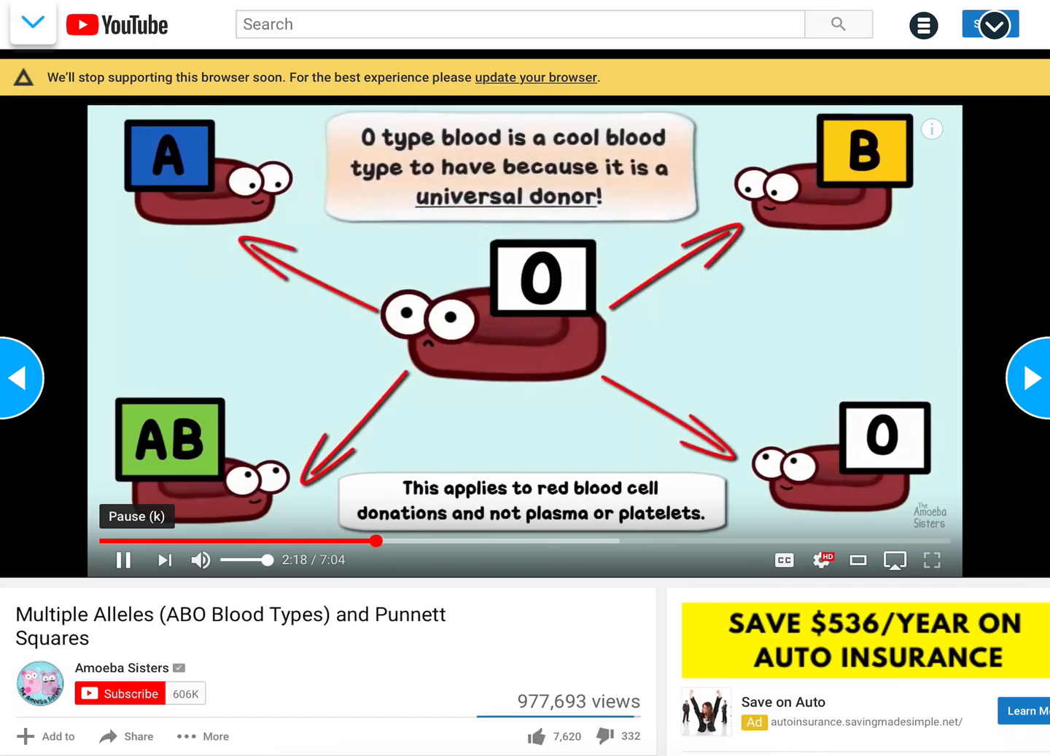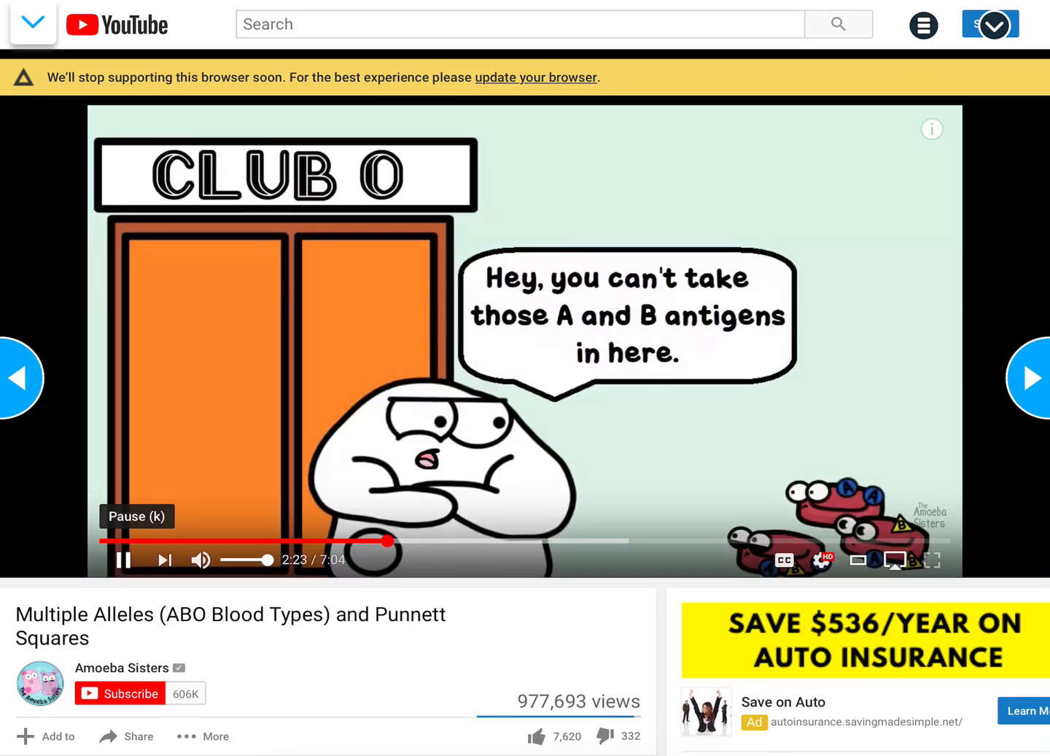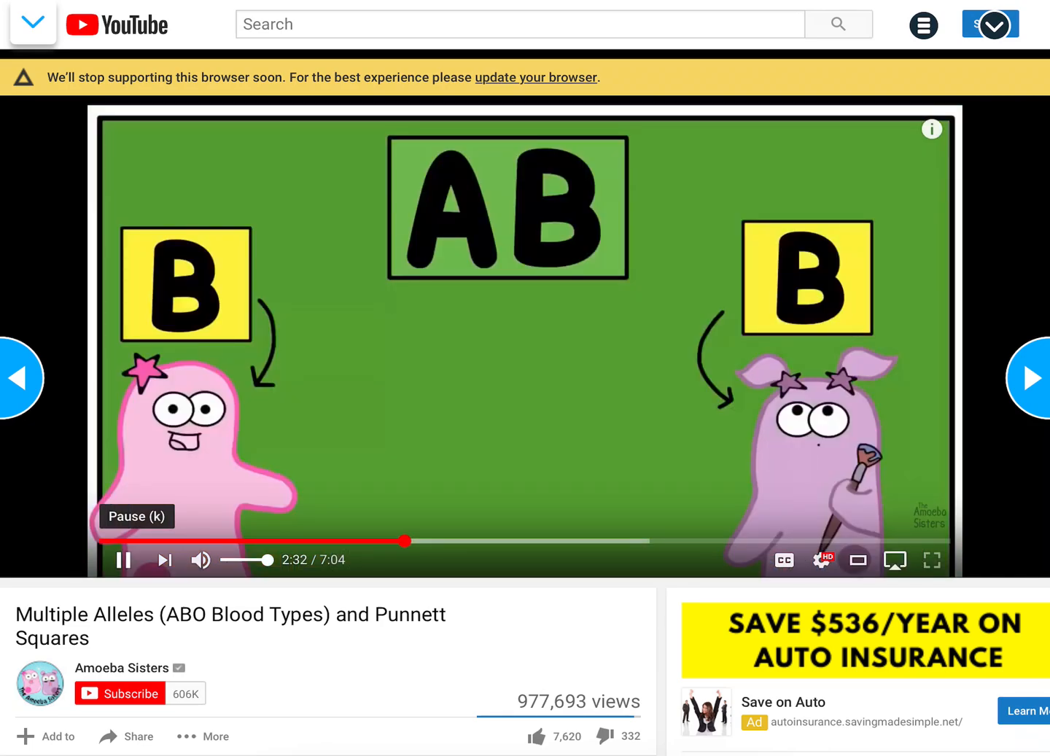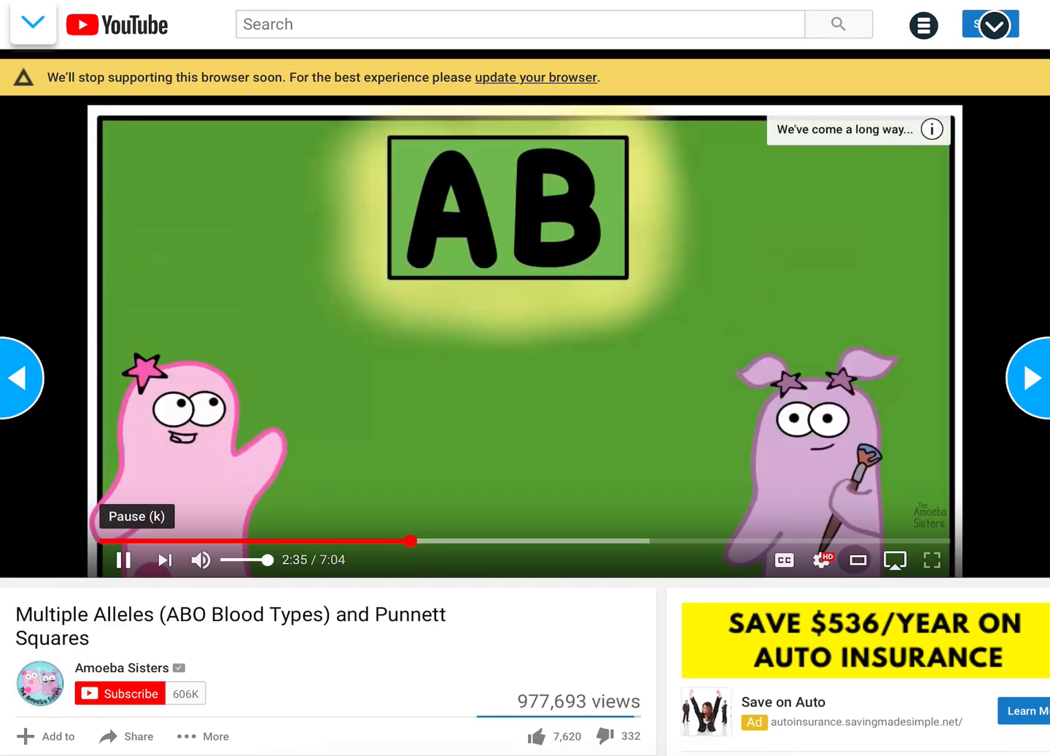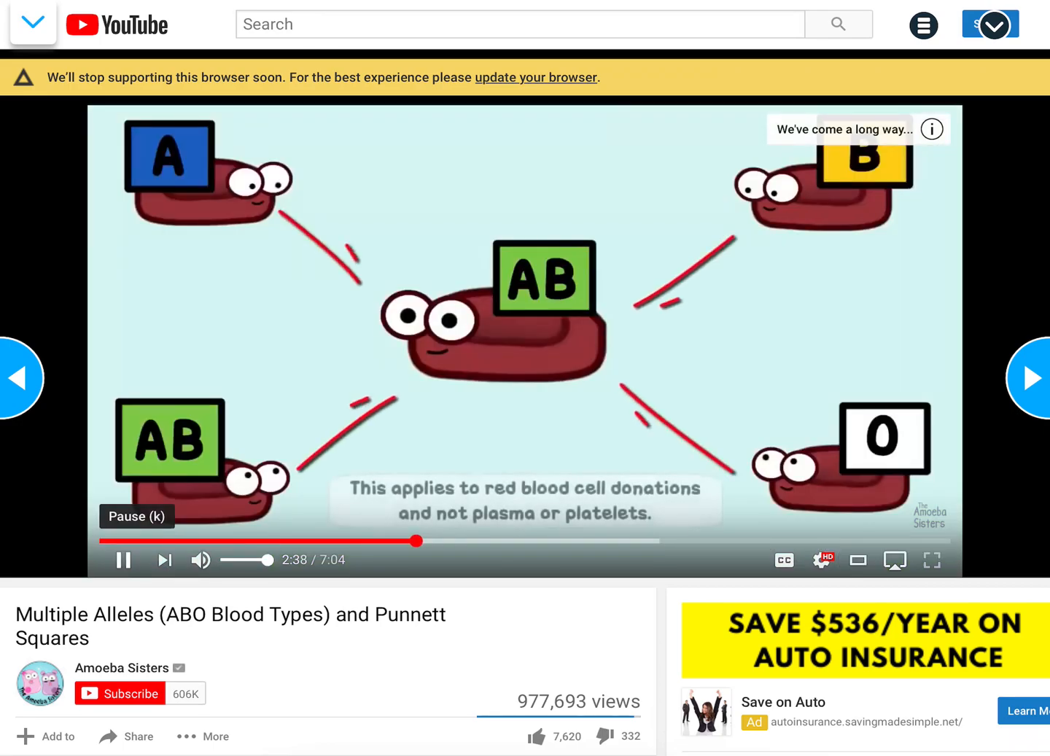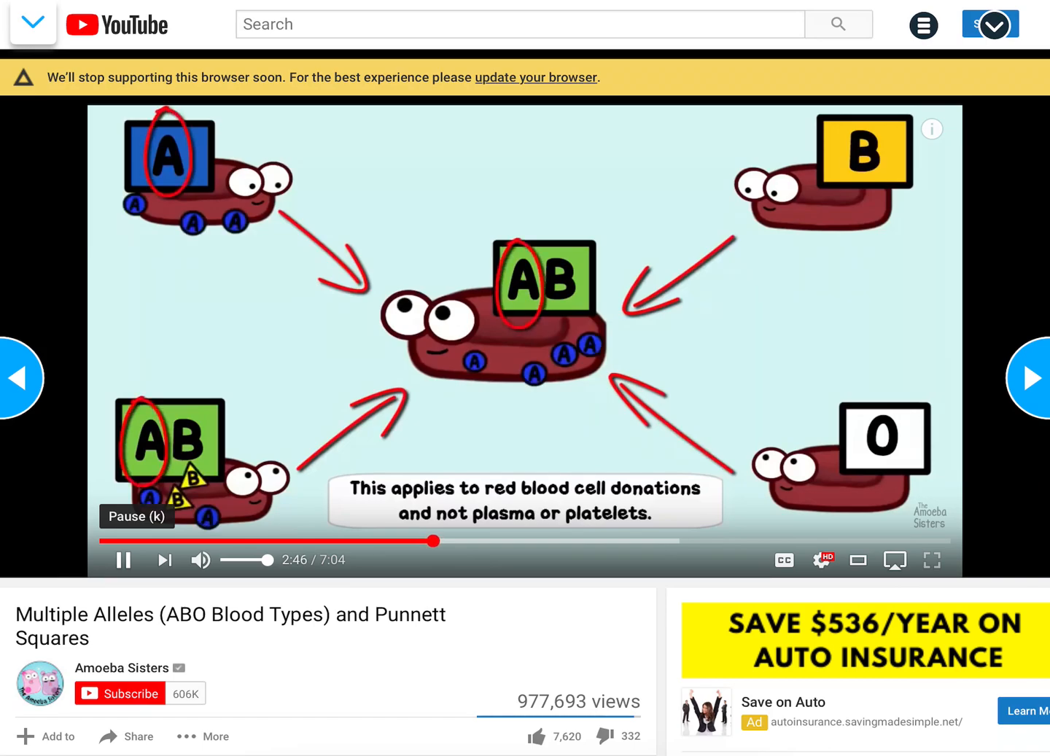Now, while O individuals can donate to everyone, they can only receive blood from another type O. Because type O doesn't have A or B antigens, their immune system will attack any other blood type that does. Neither of us have type AB blood, but we would think this is a cool blood type to have in the sense that you could receive blood from anyone. If an AB person received blood from a person that had type A, well, they've got the A, so it's all good. And if an AB person received blood from a person that had type B, well, they've got the B antigen too, so it's all good. They can receive blood from type O too because there's not any antigens to even worry about.